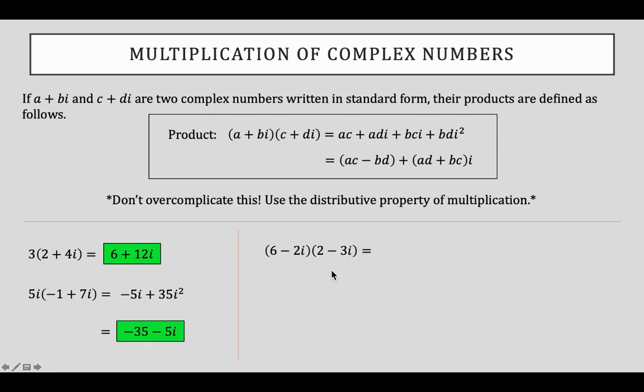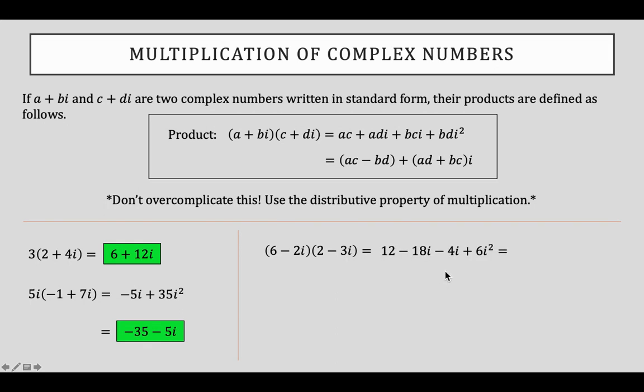And here we have two binomial complex numbers. All right. Again, use the distributive property of multiplication. In this case, we are going to need to FOIL. Take every term in the first parentheses and multiply it by every term in the next parentheses. If I take my first terms, 6 times 2 gives me 12. My outer terms give me a negative 18i. My inner terms give me a minus 4i when I multiply them, and a negative 2i times a negative 3i from my last terms gives me a positive 6i squared.